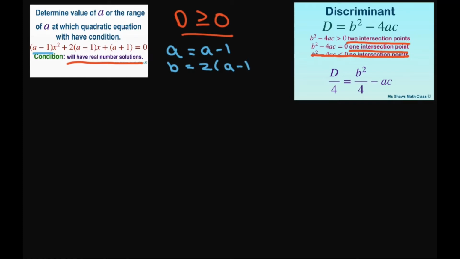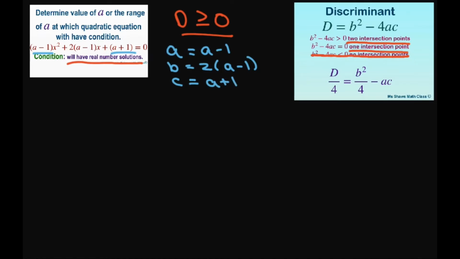If it's negative, that means we have complex solutions. So basically, our discriminant can be greater than or equal to 0. So that's what we're going to use, the discriminant. Our a is going to be this term, a minus 1. Our b is 2 times a minus 1. And our c is this constant here, which is a plus 1.